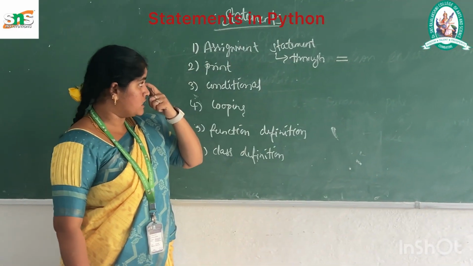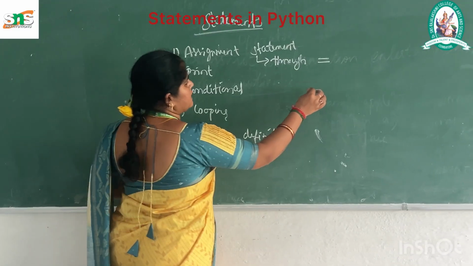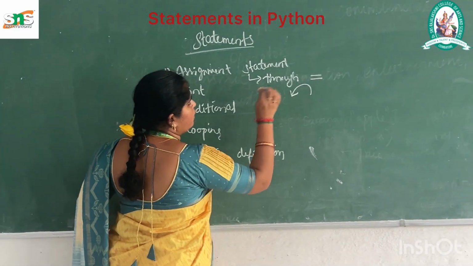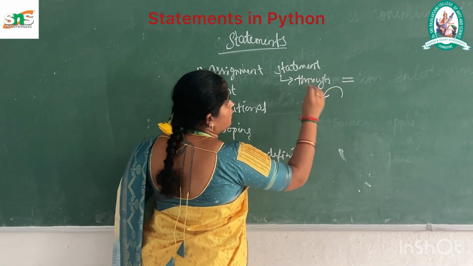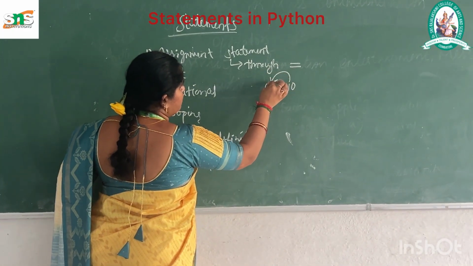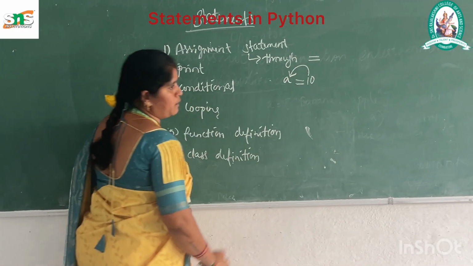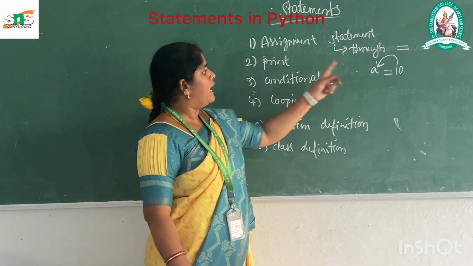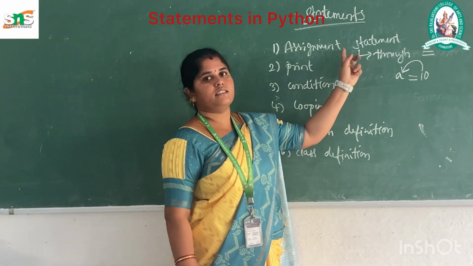So let us discuss an example. I want to assign some value to the particular variable A. I want to assign the value 10. So I am assigning 10 to the variable A through the assignment operator. This is the example for the assignment statement.